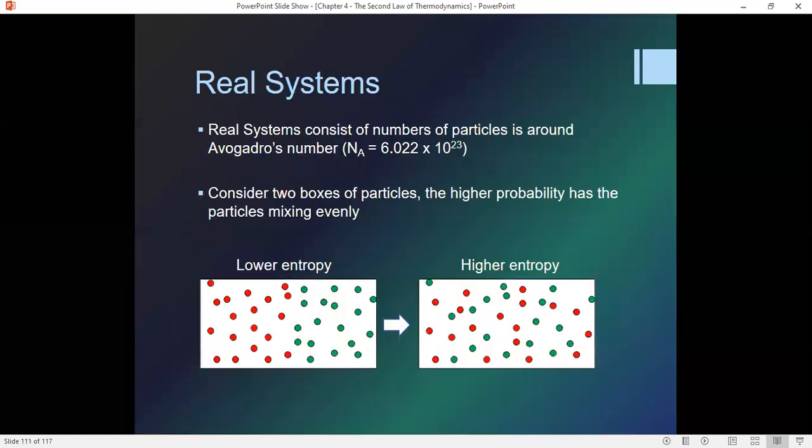So again, real systems, we're dealing with massive numbers of particles. So it's like taking 6.022 times 10 to the 23 dice and rolling them and having them all come up 1. It's not going to happen. Okay, you won't get that degree of order. There's only one combination that gives you that.